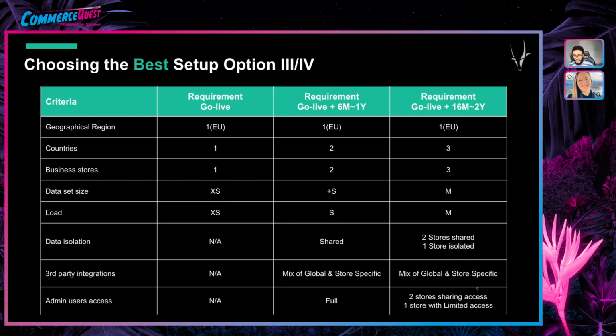Then you have the final requirements, the third-party integration and the admin user access. So for the third-party integrations in the beginning, it's NA, not applicable. Later on, it's a mix. Some of them are used for Germany, some of them are only specific to Germany, and the last one is a mix also. Some of them are global, some of them are specific to the country. Here I'm saying store because it means business store. It doesn't always mean country, it means business store, because you can have a store mapped to a country, you can have a store mapped to a region, you can have a store mapped to a store, a business store.